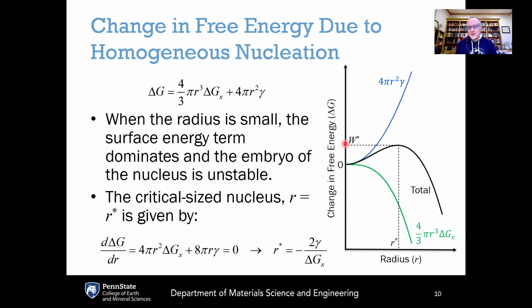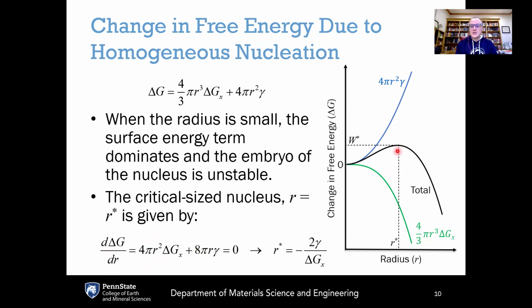Now, the way that we get this is straightforward. We have our equation here for the change of Gibbs free energy that accounts for both the volumetric term and the surface energy term. So this equation here is for this black curve that is plotted. In order to find the location of this maximum, we need to take the derivative of that with respect to R, and that is what's being done here. So this is the derivative of the change of Gibbs free energy with respect to the radius R, and taking the derivative of the volumetric term gives us 4 pi R squared times delta G sub x, and the derivative of the second term is 8 pi R gamma.